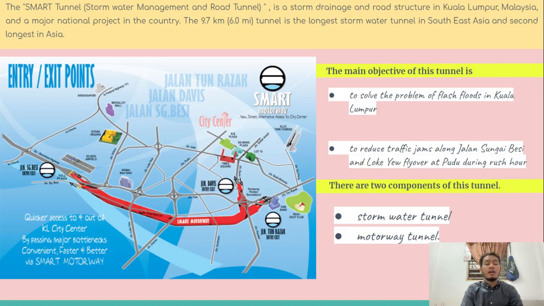Okay, next, the Smart Tunnel's name came from stormwater management and road tunnel. This tunnel is 9.7 km in length, and the main objective of this tunnel is to solve the problem of flash floods in Kuala Lumpur, besides reducing traffic jams along Jalan Sungai Besi and Loke Yew flyover at Pudu during rush hour. So basically, there are two components of this tunnel: the stormwater tunnel and the motorway tunnel.